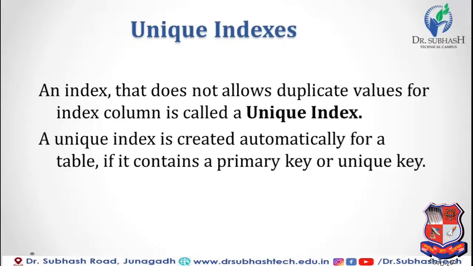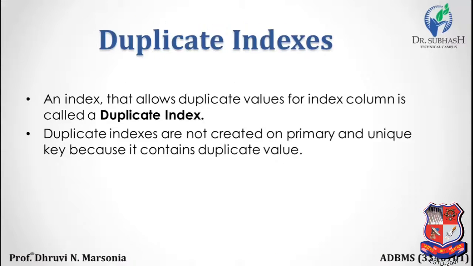First of all, unique index. What do you mean by unique index? An index that does not allow a duplicate value is known as a unique index. Just as the name suggests, unique means no duplicate value. A unique index is created automatically for a table if it contains a primary key or a unique key. In the primary key column, we do not allow a duplicate value. So a primary key column is automatically a unique index.